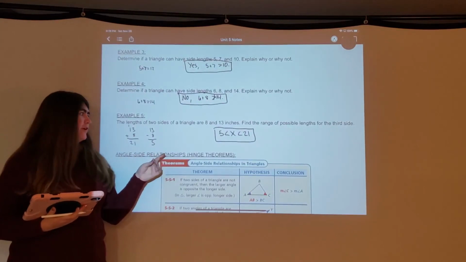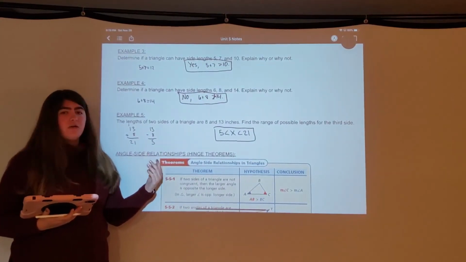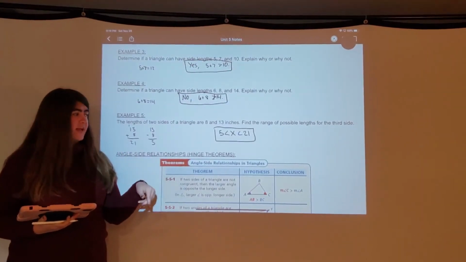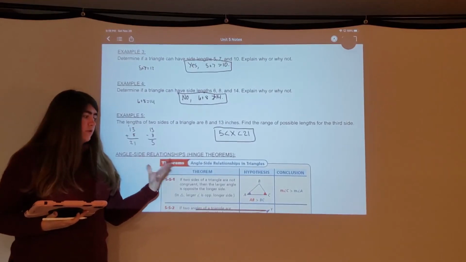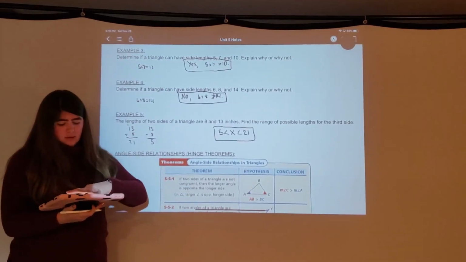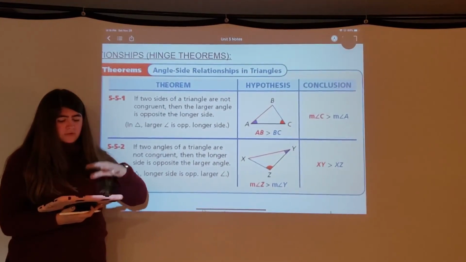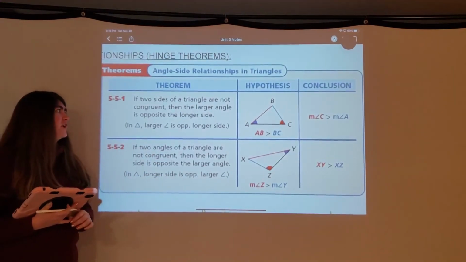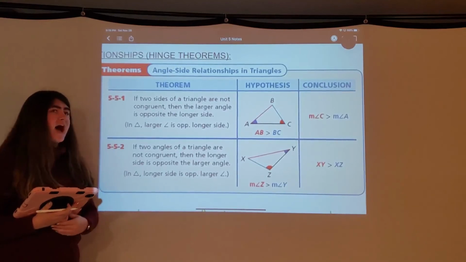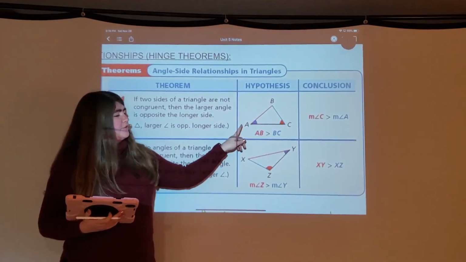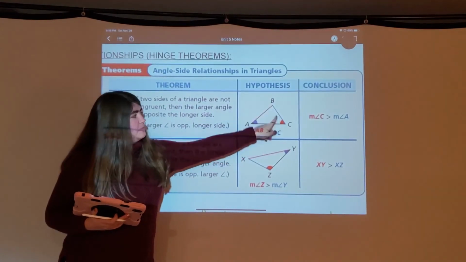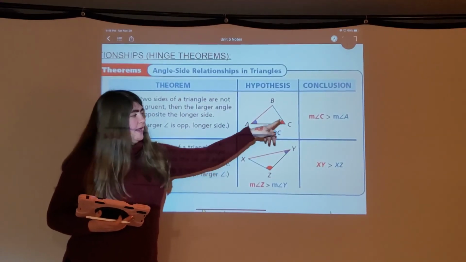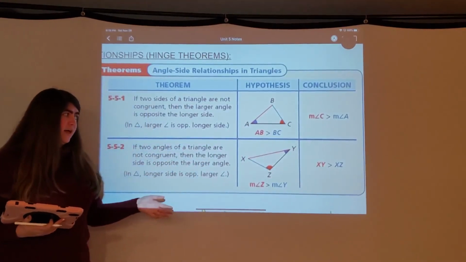Okay, so not only can we figure out if our side lengths form a triangle, but we can also figure out which angle is greater or smaller using only side lengths, and if we have angles, then we can figure out the side lengths. What I'm really getting at is the angle-side relationships. Those are called Hinge Theorems. The first theorem says if 2 sides of a triangle are not congruent, then the larger angle is opposite the longer side. So I have AB, which is opposite of angle C, and BC, which is opposite of angle A. If AB is greater than BC, then angle C is greater than angle A.